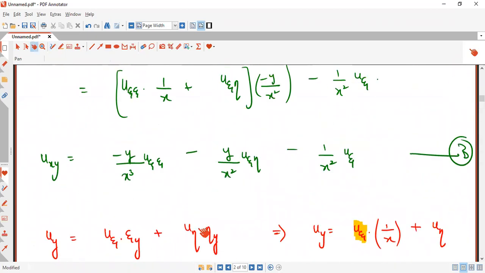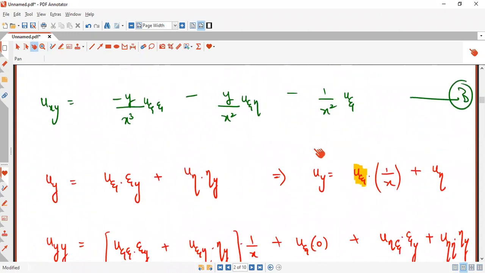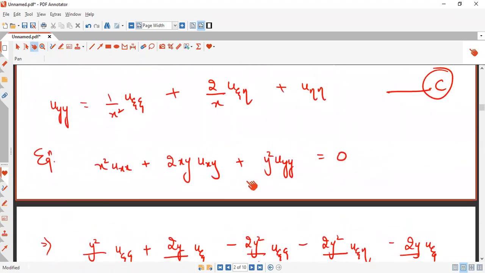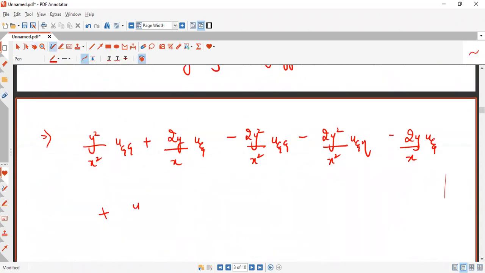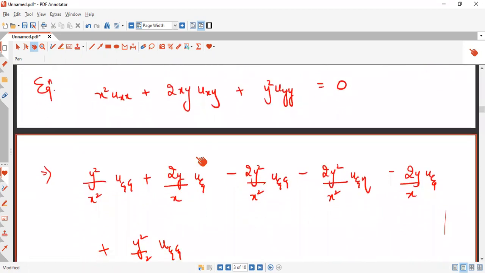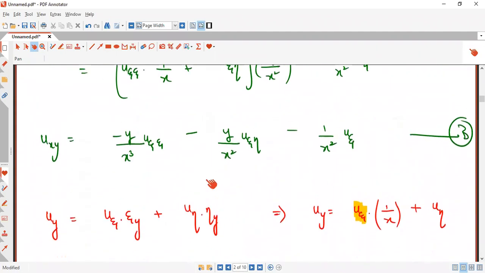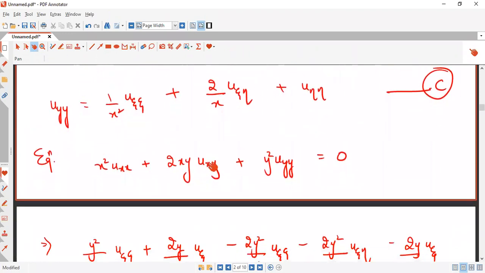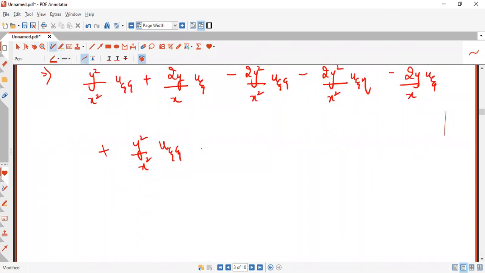I think this is what you're getting when you multiply it with 2xy. Plus y square u_yy. y square upon x square, y square u_yy. 2y square upon x, so y square upon x square u_ξξ, y square upon x u_ξη, plus y square u_ηη.